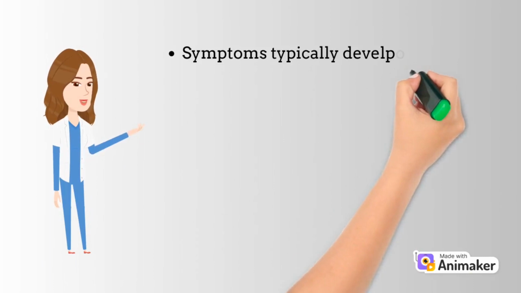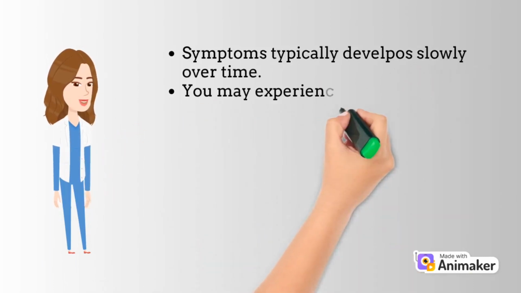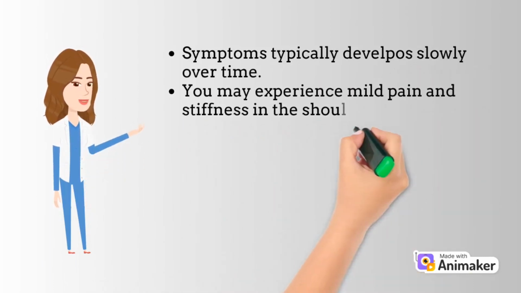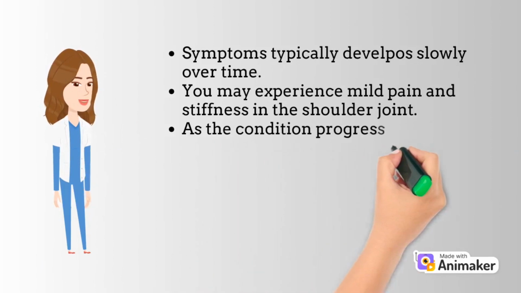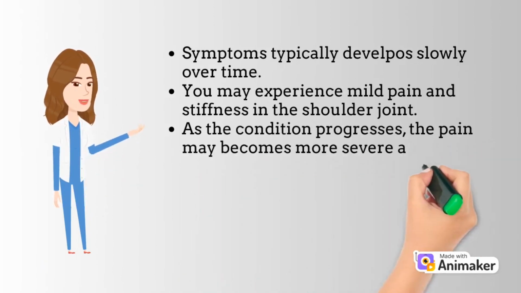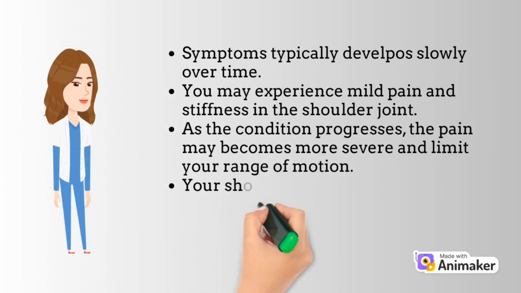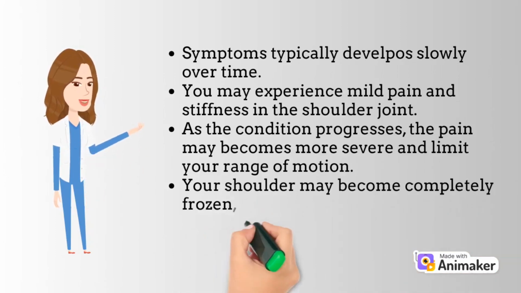Symptoms typically develop slowly over time. You may experience mild pain and stiffness in the shoulder joint. As the condition progresses, the pain may become more severe and limit your range of motion. Your shoulder may become completely frozen, making it difficult to move.